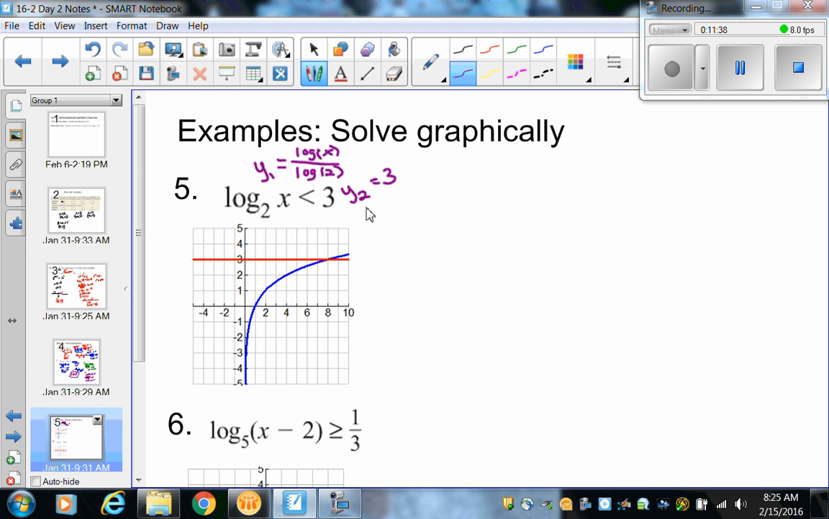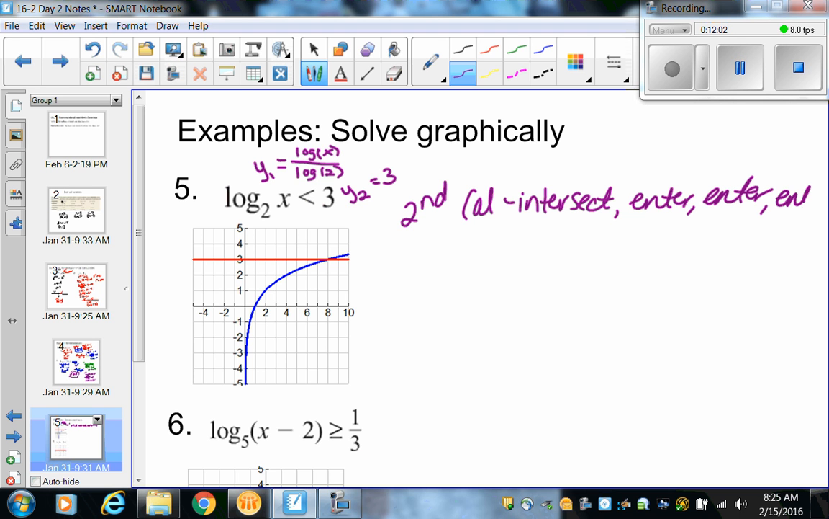So go ahead and pause the video for a second. Type this in your calculator. Now your graph will look slightly different because I've zoomed in a little bit here. And then what you're going to do is go to Second Calc, Intersect, and then hit Enter, Enter, Enter. And you should see that the graph intersects at 8, 3.